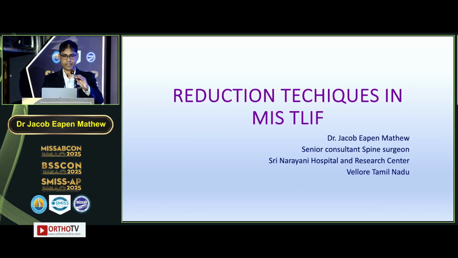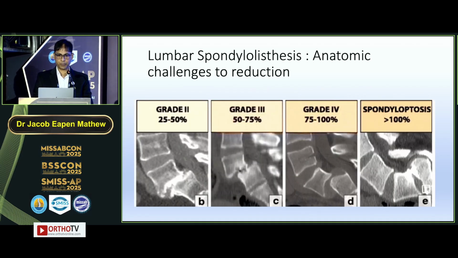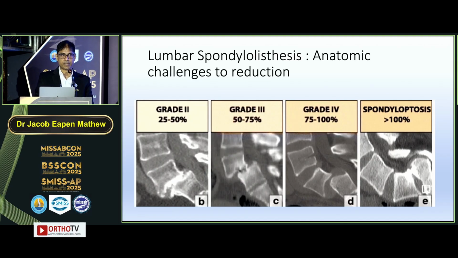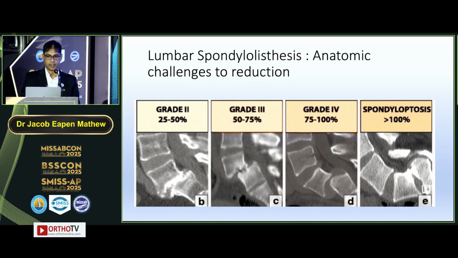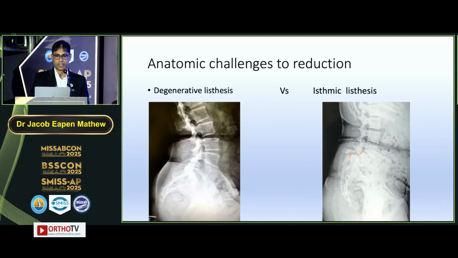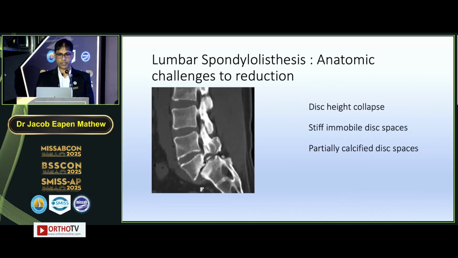Reduction techniques in MIS-TLIFs. As you know, there are different grades of listhesis, and progressively it becomes more difficult. The anatomic challenges become more and more difficult as the grade increases. Degenerative listhesis is usually not more than grade 2, so it's relatively straightforward, but isthmic can be up to grade 5 and can be quite challenging.